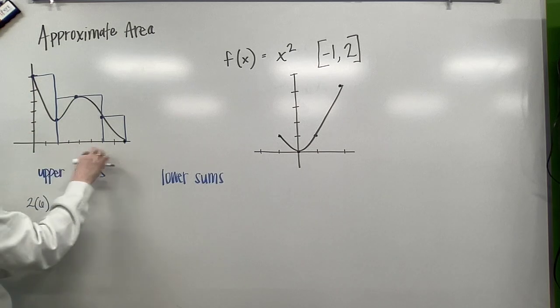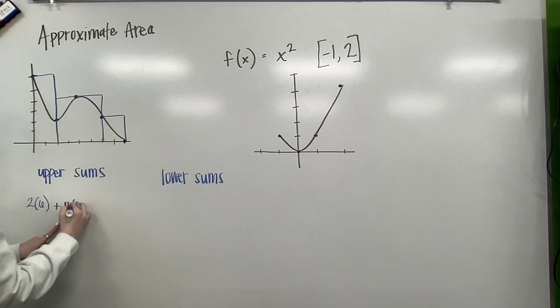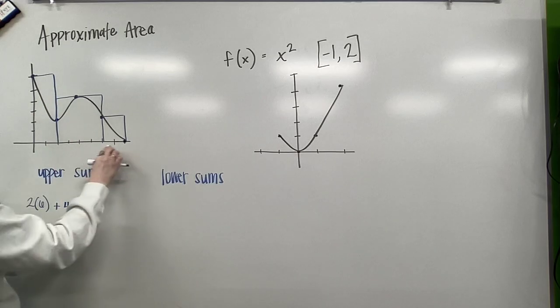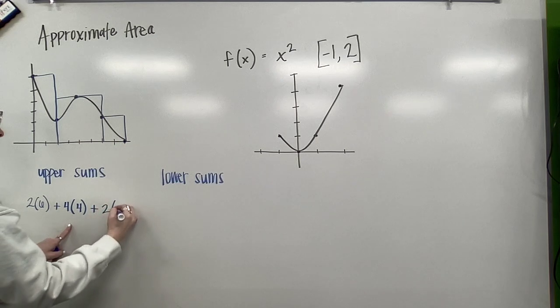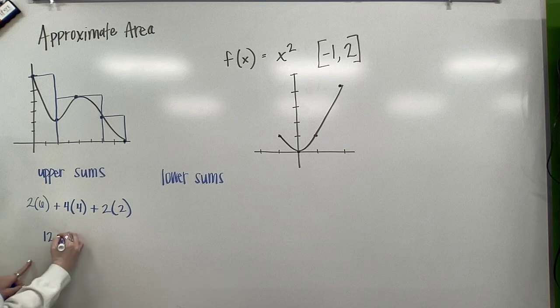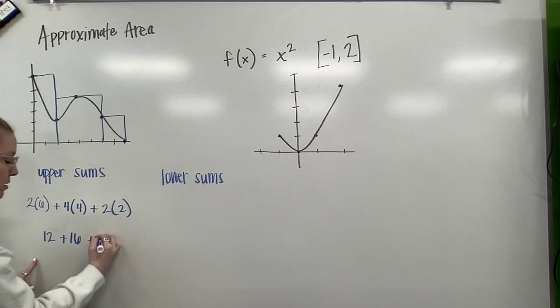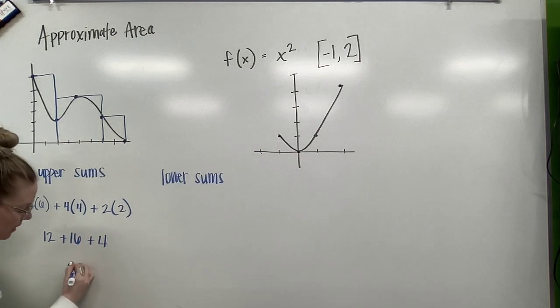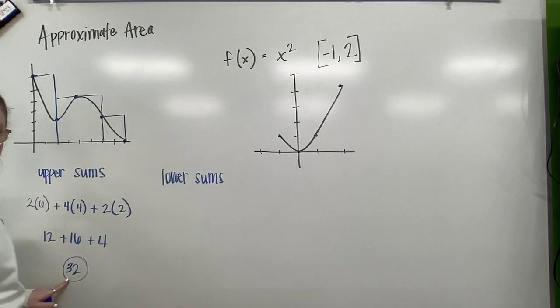I'm going to add that. This one has a base of 4 and a height of 4. This one has a base of 2 and a height of 2. So this is 12 plus 16 plus 4, so that's 32. This has an area of 32.